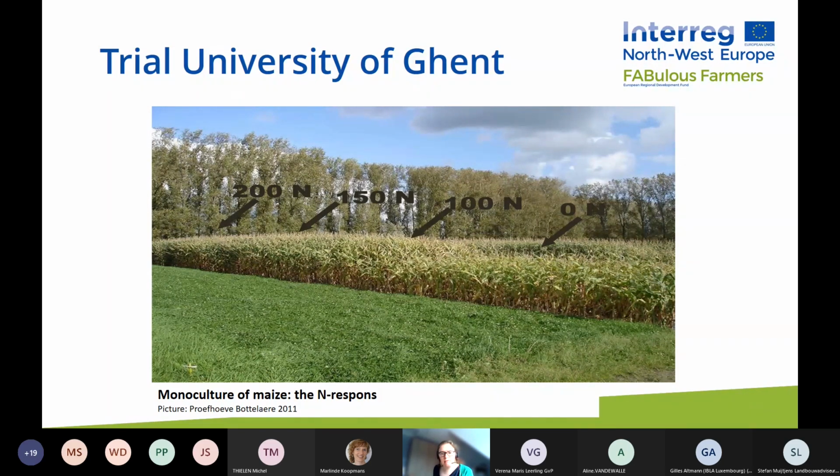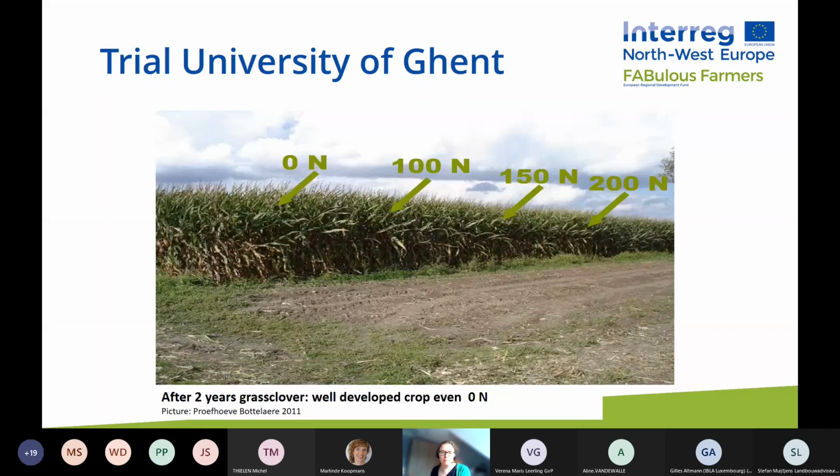This is a look at the monoculture of maize, but when you compare it to maize after 2 years of grass clover, then you have the same look from 0 amount of nitrogen until 200 kilo of nitrogen, and there you see that the difference between these plots is not that big. You can't see this difference compared to the image we saw before. And this is only due to the use of this grass clover.